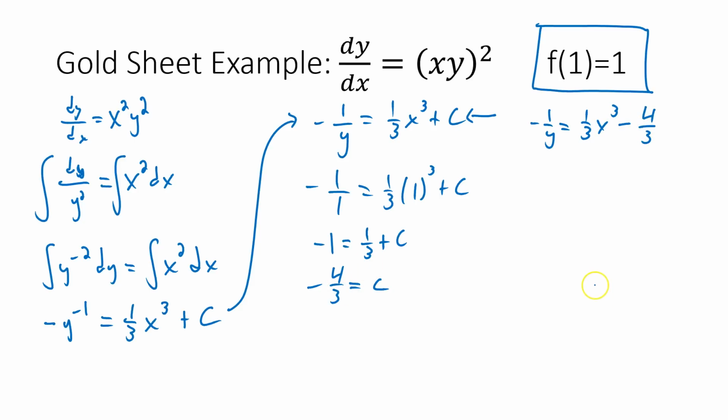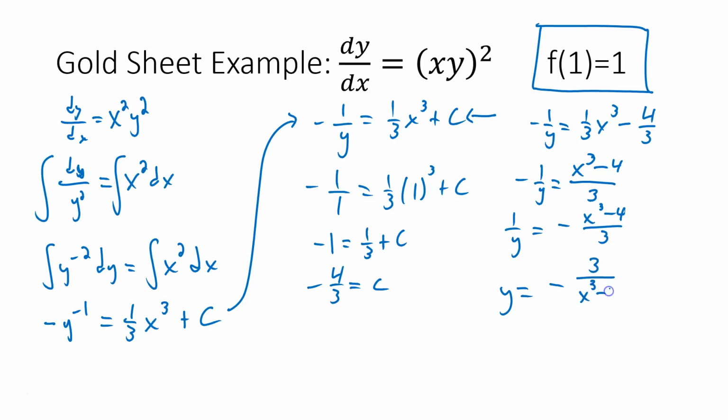And now what I want to do is get this solved for y. Right now I have this negative 1 over y. This is like an implicitly defined function. I want to get it to be explicit, so y equals. So I'm going to dress this up a little bit. I have the same denominator on both of these fractions, so I could write negative 1 over y is equal to x cubed minus 4 over 3. Now if I multiply both sides by negative 1, I'll have 1 over y equals negative x cubed minus 4 over 3. Some people talk about cross multiplying here, but we can just take the reciprocal of both sides. That's fine. So we have y equals negative 3 over x cubed minus 4.